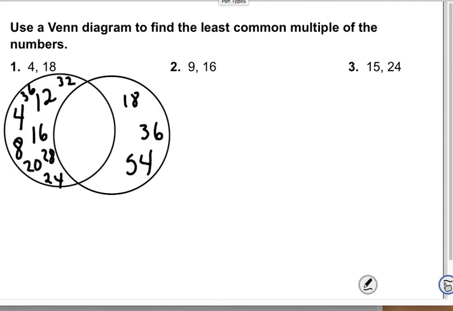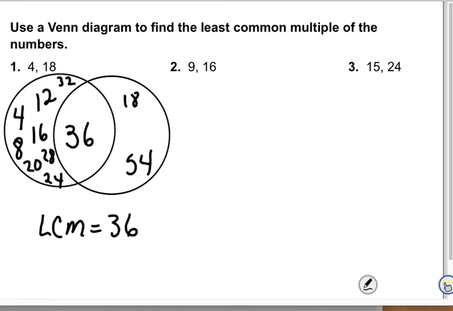Yeah. Have I already seen one that's in both? Yes. And if I look at this, I've got a 36 here, and I have a 36 there. Do you agree? So 36 gets put in the middle. That's the first multiple that they share in common. So that means that that is our least common multiple. I'm going to erase this one. I don't want it out there in the Venn, do I? Okay? So the LCM of these two numbers equals 36, right?